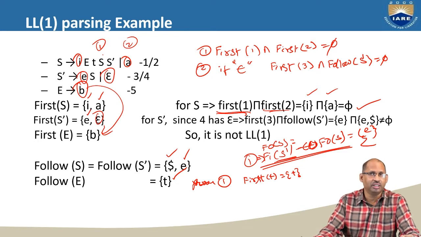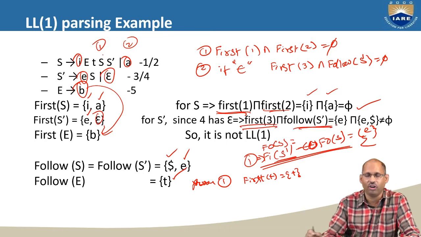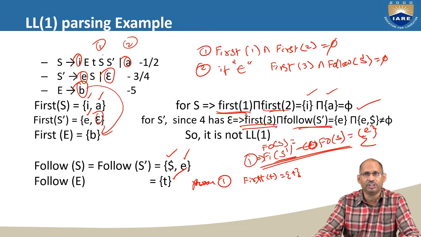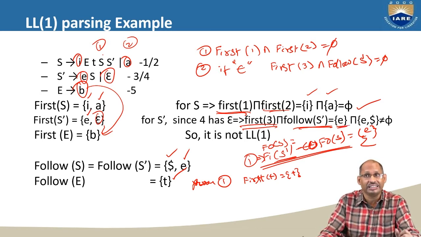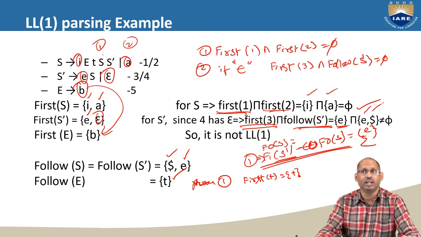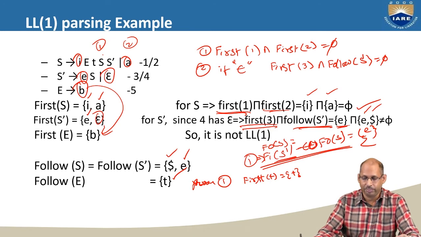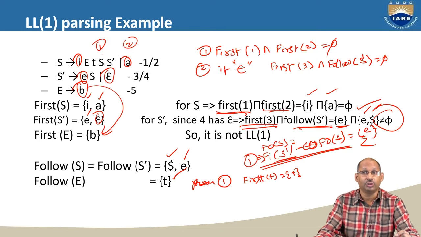Then from the third and fourth, what is it implying? First of the third production intersection follow of S dash. What is the first of the third? It is e. But what is the follow of S dash? That is e and $. It is not equal to the empty set. So what do we have to say? Simply, it is not an LL1 grammar.